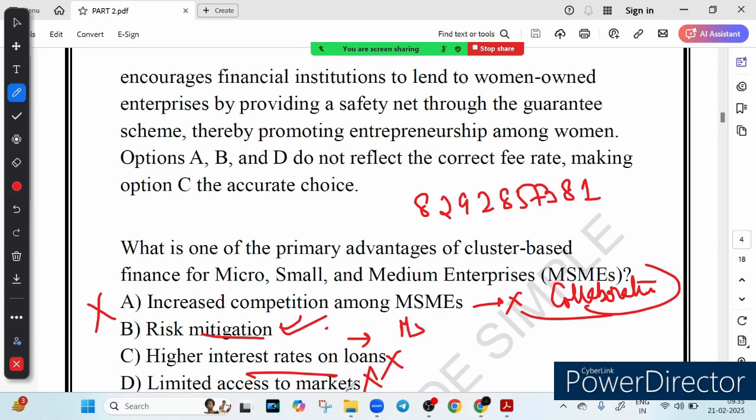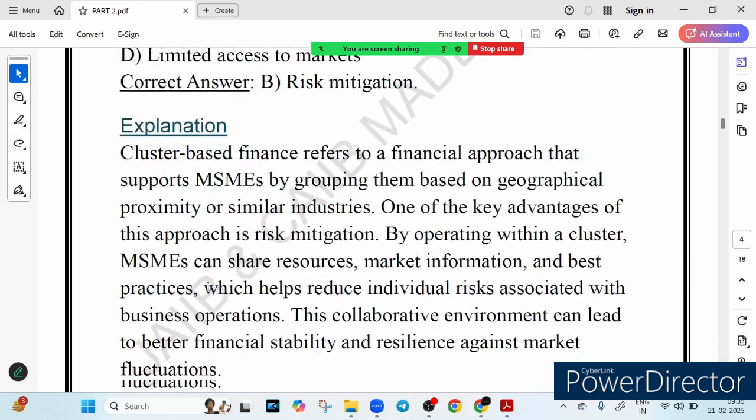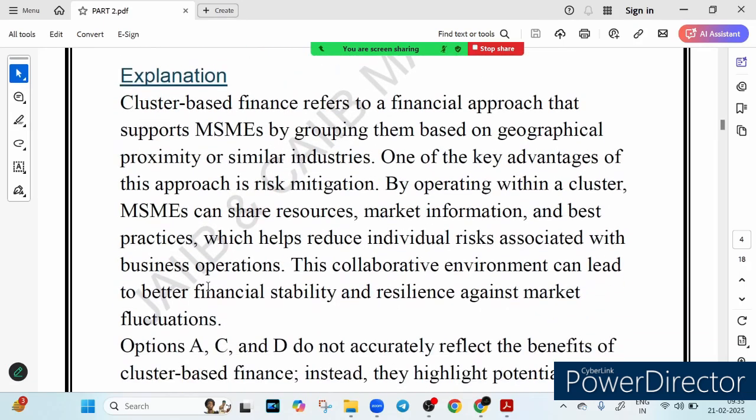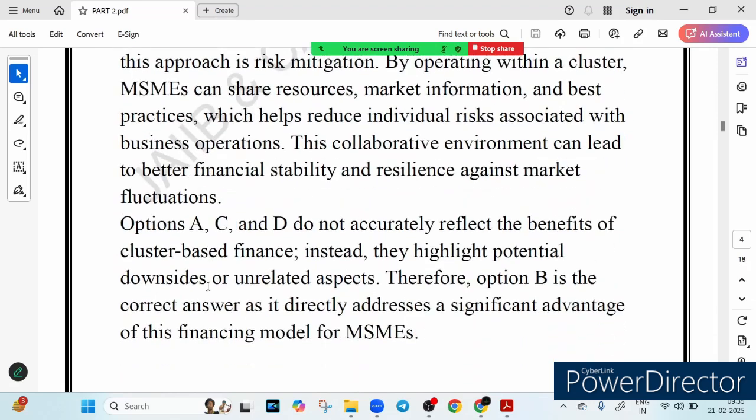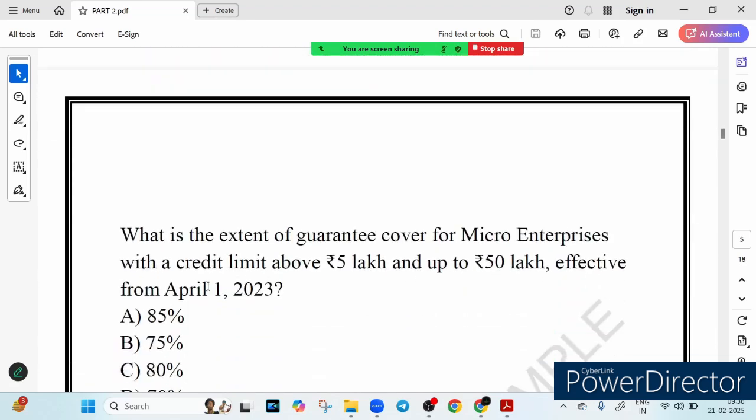So what we learned from this question, that cluster based finance helps MSMEs. How does it help MSMEs? It helps MSMEs to reduce the risk. You can see the answer. It promotes collaboration, not competition. It does not lead to higher loan interest, and it enhances market access. So these are the benefits of cluster based financing.